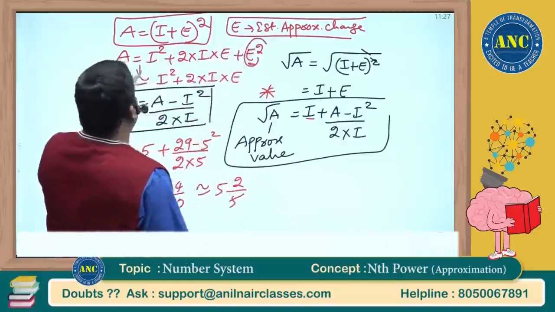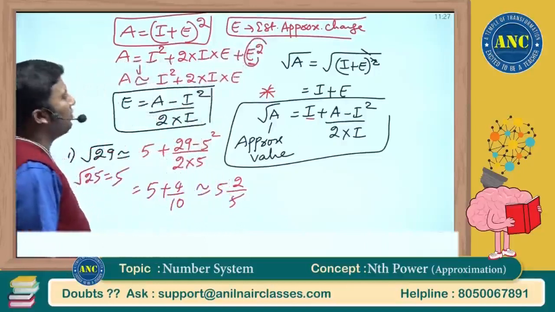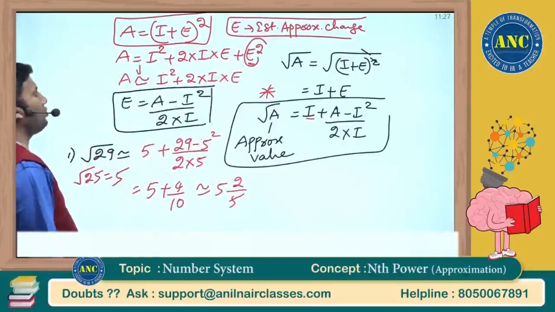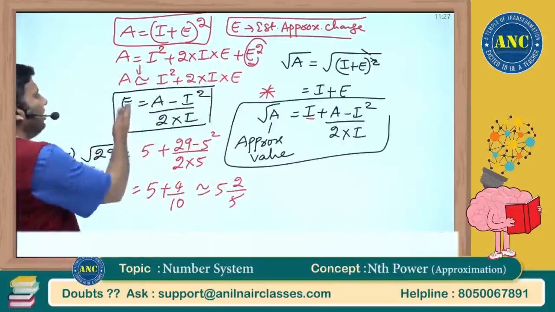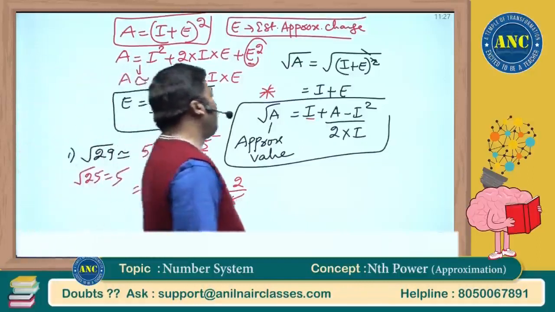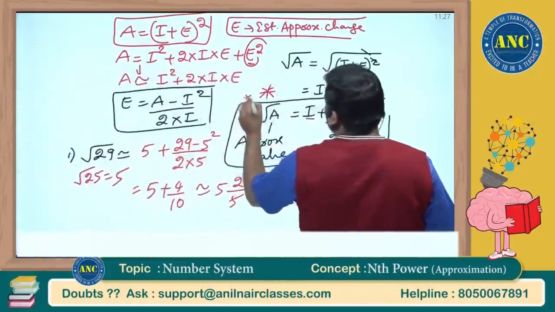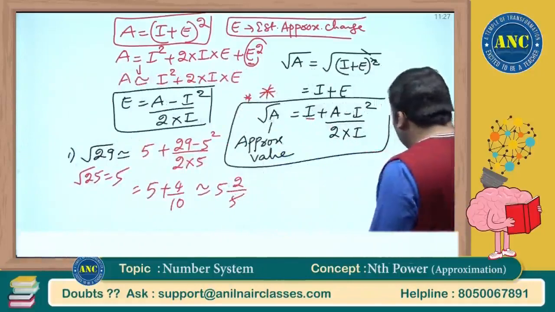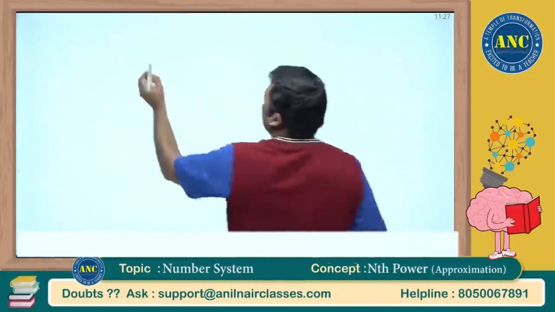Because I require approximation, A is approximated to I square plus 2 into I into E. E is nothing but A minus I square by 2 into I. I hope the idea is clear. Now we will solve multiple problems.